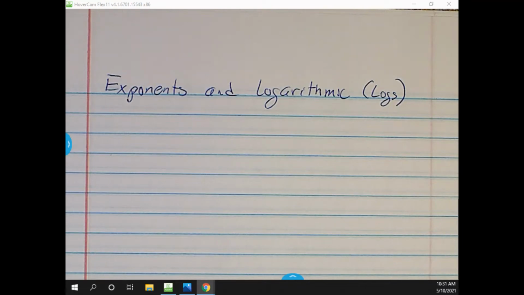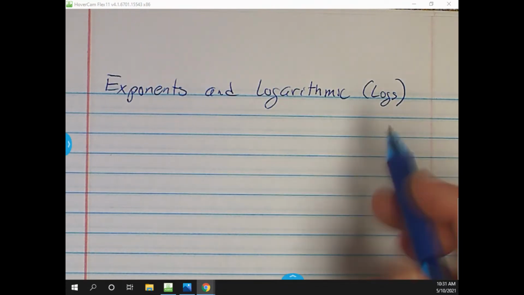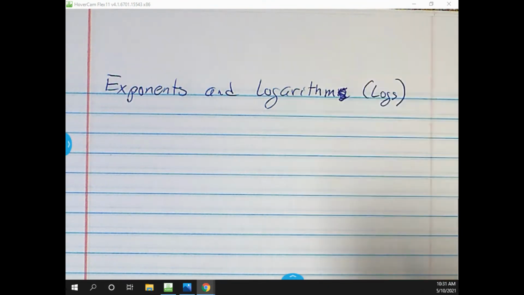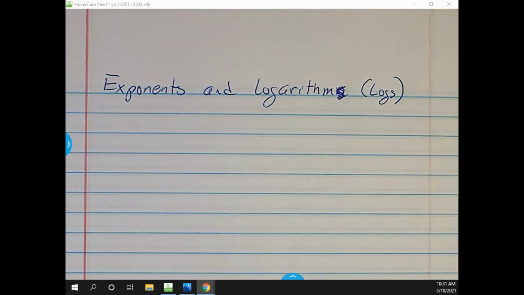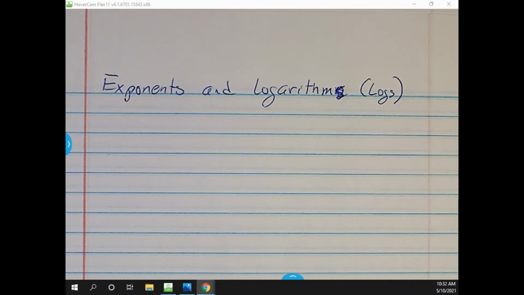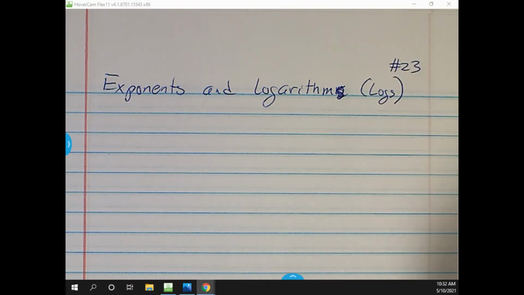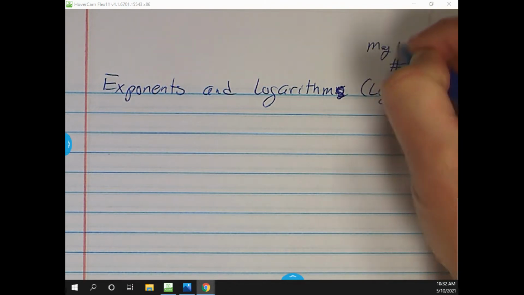Okay, so we're doing exponents and logarithms. Instead of saying logarithms all the time, we'll just say logs for short, just because it's a lot easier to say and it goes by a lot quicker. Again, keeping up with notes. This is number 23. Today is May 10th.